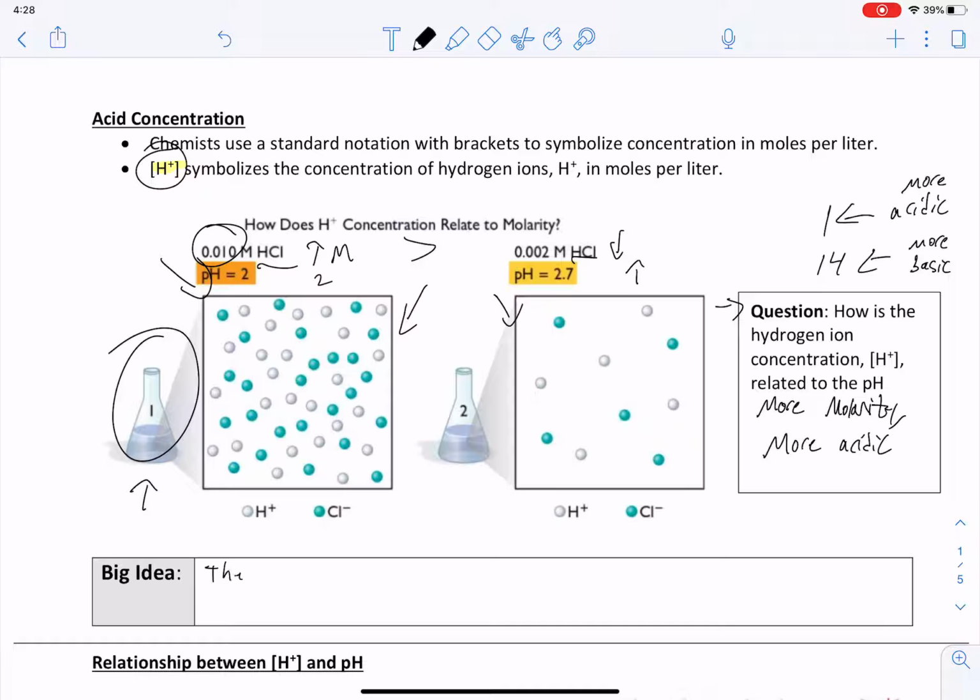the greater the concentration of H+ ions in a solution, the lower its pH, and the more acidic it is.